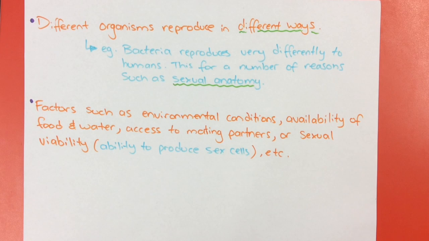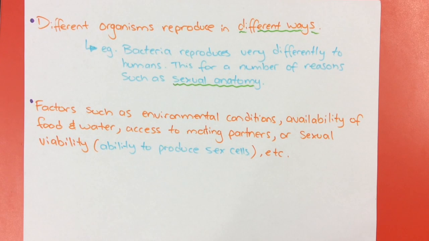Another thing that influences reproduction are factors such as environmental conditions, availability of food, access to mating partners, or sexual viability of species of that organism. So sexual viability just refers to the availability or the ability to produce sex cells, and there's a whole bunch of other ones.